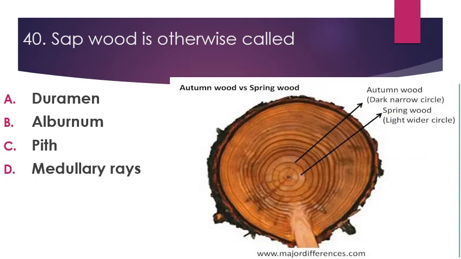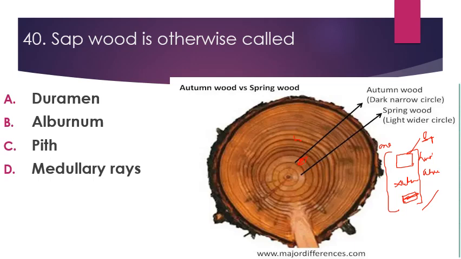Then the next type of wood is the autumn wood and spring wood. Both types of xylary elements are formed in 1 year. In spring, when there is plenty of food and water supply, the xylem cells formed are large in size and lighter in color. While in autumn the conditions are not favorable, so the xylem cells formed are smaller in size and darker in color. Thick walled cells are formed. Both of these form a layer which is known as annual ring.